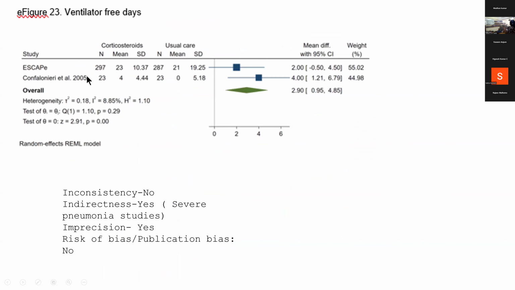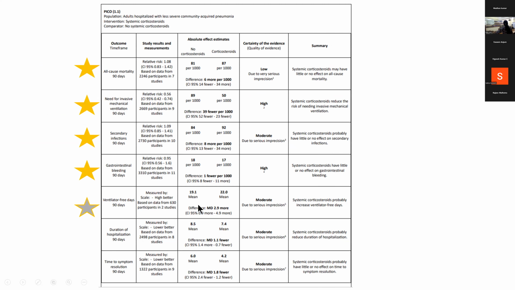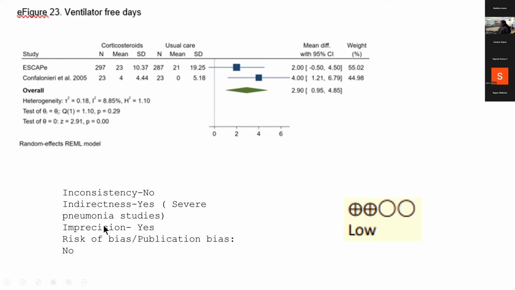Another outcome they looked at was ventilator-free days. For continuous outcome, what was the MID? 2 days. But if you look at these two trials, ESCAPE and Confalonieri, both of them were high risk, they were severe pneumonia patients. So I would have rated it down 1 for indirectness, and for imprecision, I rated it down by 1 because it crossed your MID of 2. So I would have given this a low evidence, but the authors have given this as moderate. I have put that as a star with gray because my rating did not match. These two studies are only severe pneumonia studies, so I wouldn't say this directly applies to our question.